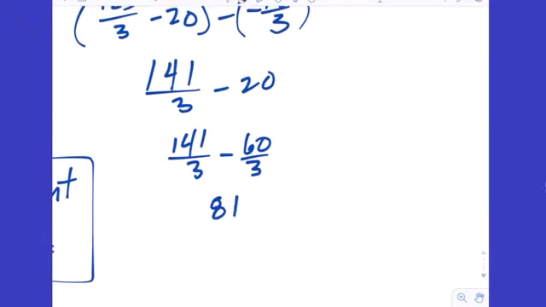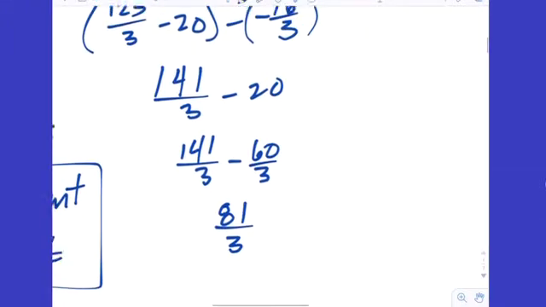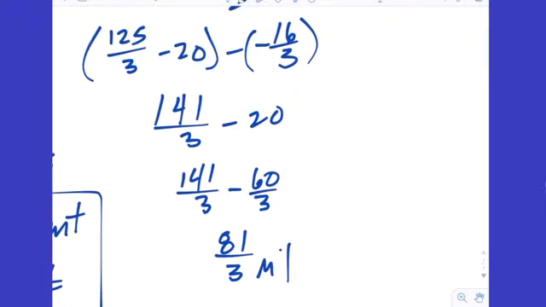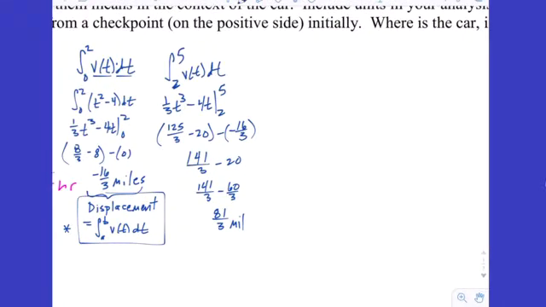81 thirds? Yeah, I like that. 81 thirds. And it's positive, right? So that would be miles. So again, that's the displacement. In general, that's the displacement.